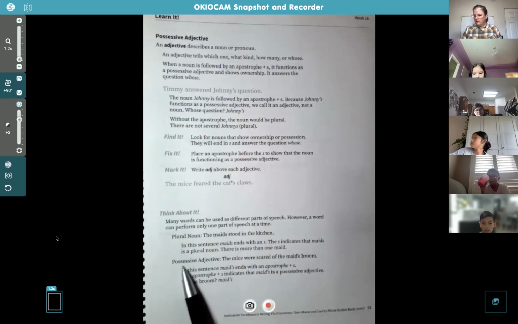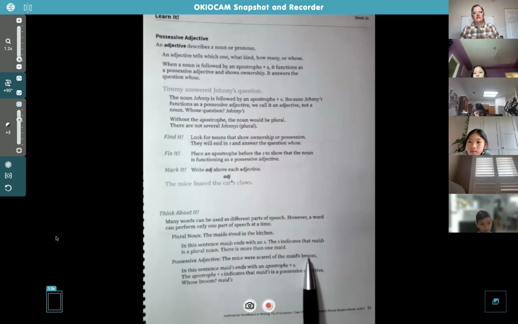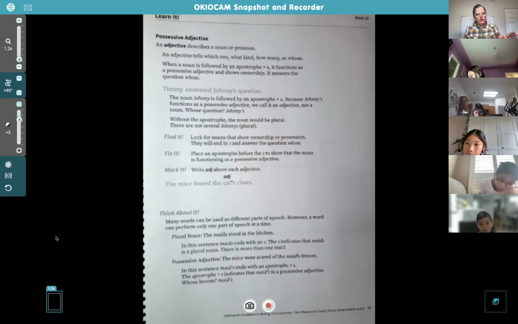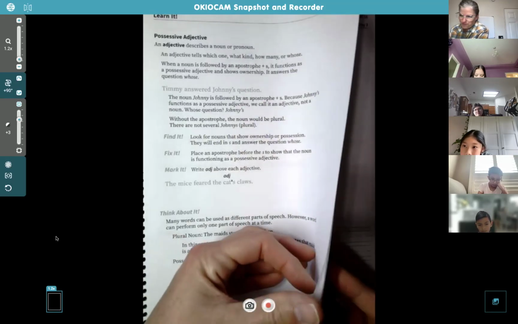Jump down here, and this is possessive adjective. The mice were scared of the maid's broom. That's different. It has an apostrophe S and a noun after it. So it's saying that the broom belongs to the maid. So watch out for that. If it's plural, it's not going to have the apostrophe. But if it has a noun after it and it's telling whose, you need to put in the apostrophe because they're going to forget just for you.